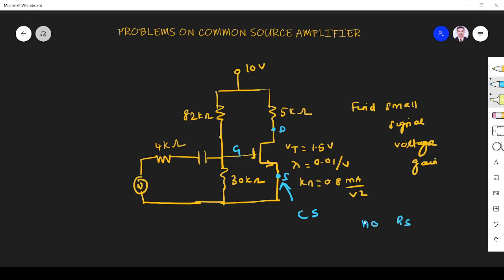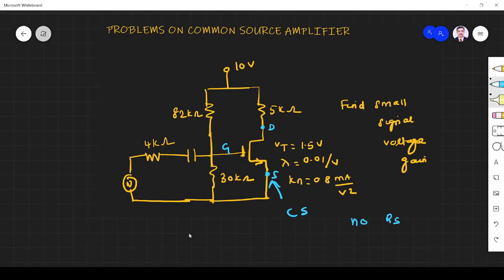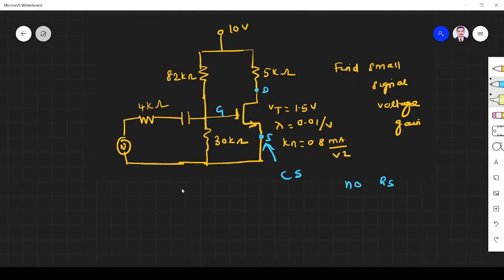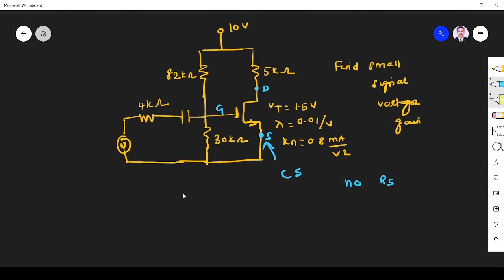I kindly request you to watch the video on the basic common source amplifier and the common source amplifier with two resistors. Then only can we solve the problem very easily and you can understand. I put those videos; kindly watch them before solving the problems. And they have given all the parameters.